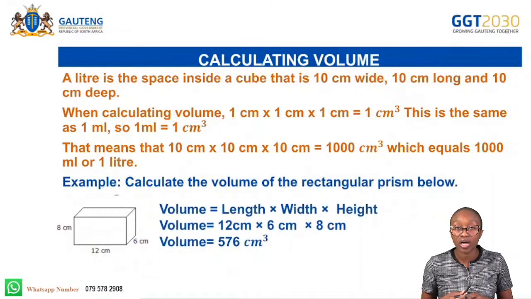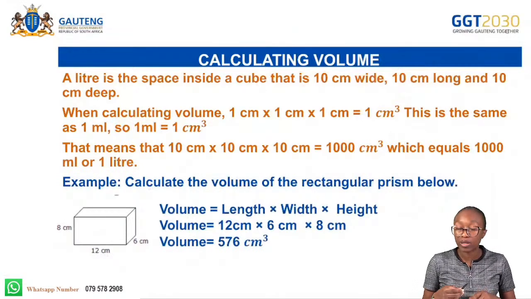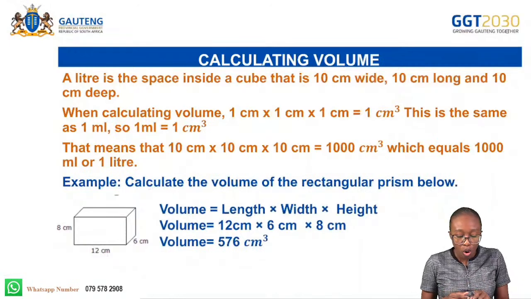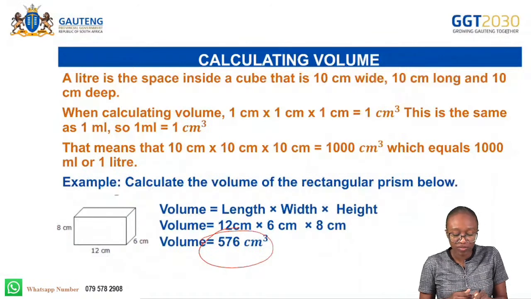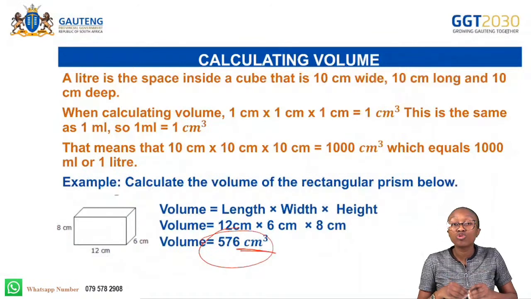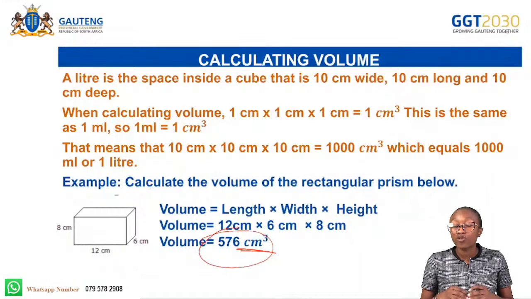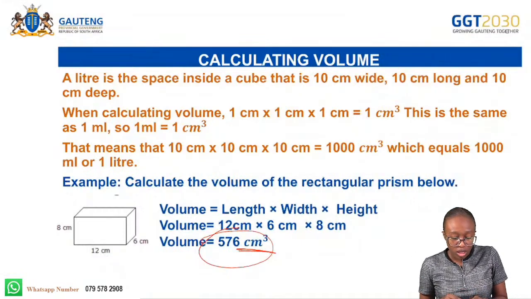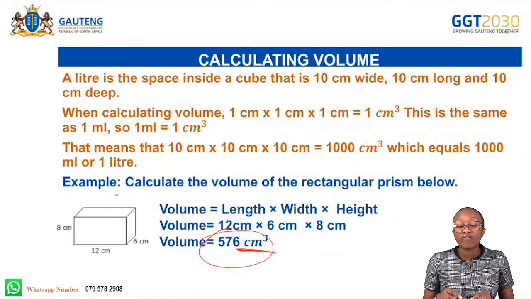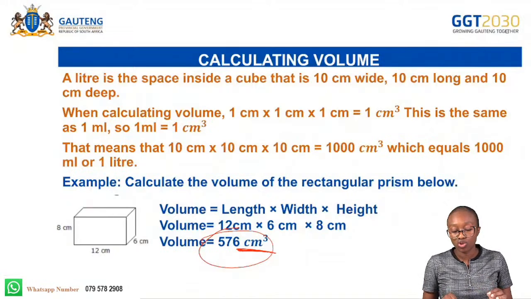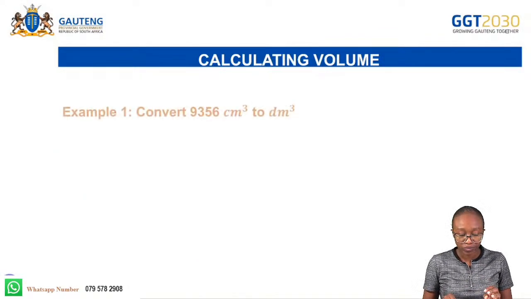This is how you calculate it. You identify the length, the width, and the height. So the length is 12 centimeters, multiplied by the width, which is 6 centimeters, then multiplied by the height, which is 8 centimeters. All this brings us to a volume of 576 cubic centimeters. Don't forget to place the units.